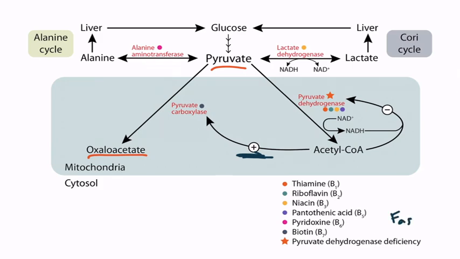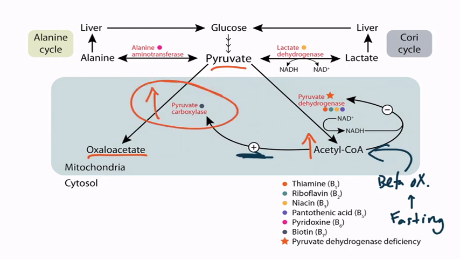So for example, if a patient is fasting, this will result in increased beta oxidation, and a product of this is acetyl-CoA. So acetyl-CoA levels will rise, and this will result in increased activity of pyruvate carboxylase. The liver can then funnel glycerol, alanine, lactate, and other substances into pyruvate, which can then rapidly be converted into oxaloacetate for use in the gluconeogenic pathway.